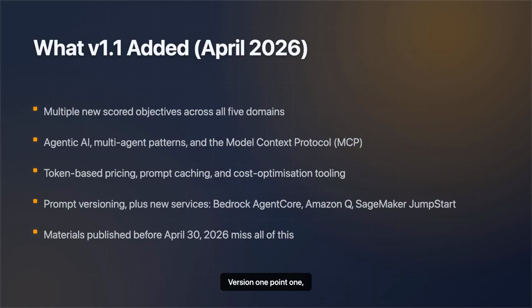Version 1.1, published April 30th, also added token-based pricing, prompt caching, cost optimization tooling, prompt versioning, and new in-scope services including Bedrock AgentCore, Amazon Q, and SageMaker JumpStart, spread across all 5 domains. As a consequence, any study material published before that date is missing all of it.